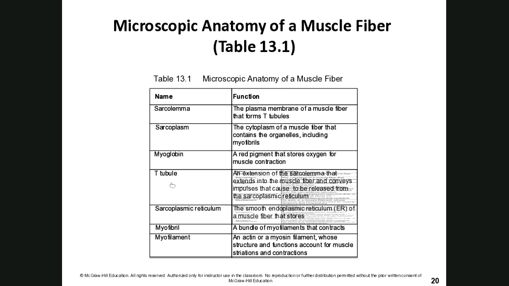Myofibrils are bundles of myofilaments that contract. You have two different types of myofilaments in skeletal muscle fibers: you have actin and you have myosin. The myofilaments are the actin and myosin filaments whose structure and functions account for the muscle striations and contractions. So myofibrils are bundles of myofilaments. The myofilaments are the actin and myosin, just to clear that up a bit.